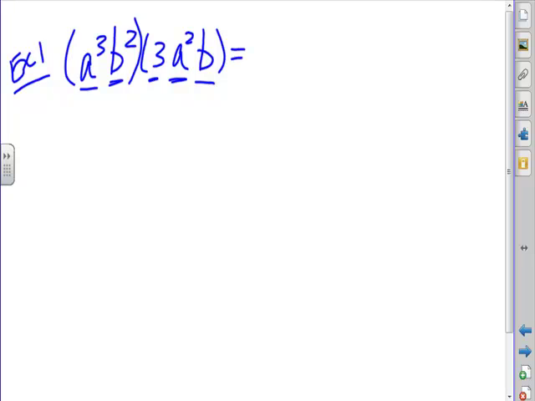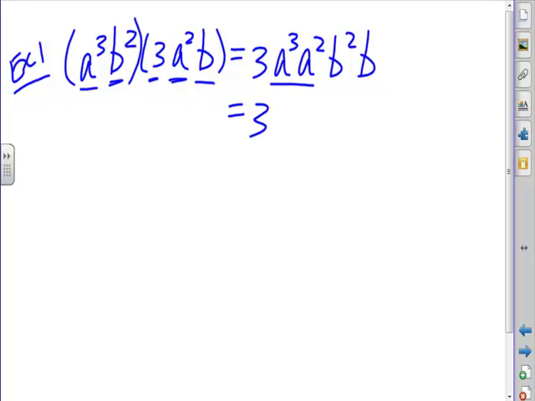So I'm just going to rewrite the order of this. I'm going to write 3a cubed, and I'm going to join it up with a squared times b squared times b. So the 3 just comes along for the ride. A cubed times a squared is a to the 5th. And b squared times b, remember, anything that doesn't have a power really has a power of 1 above it, so that would be 2 plus 1, which is 3.